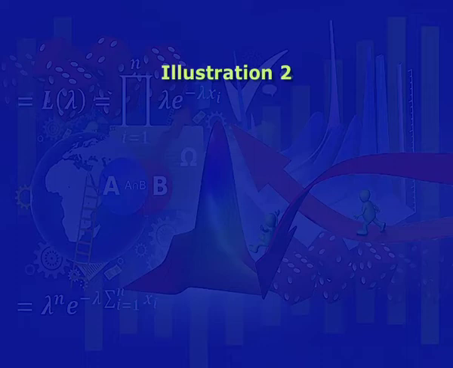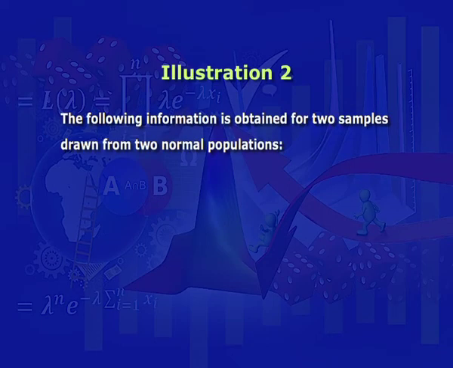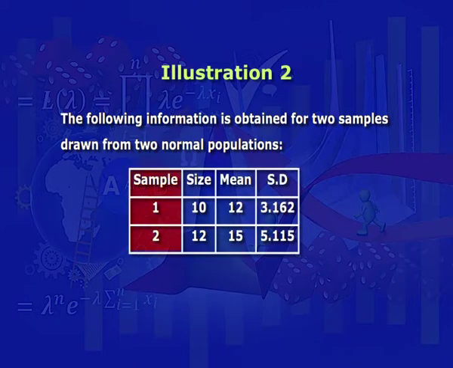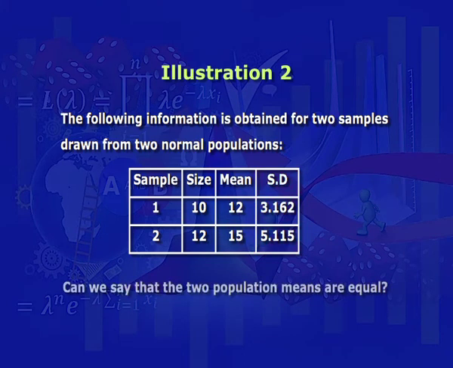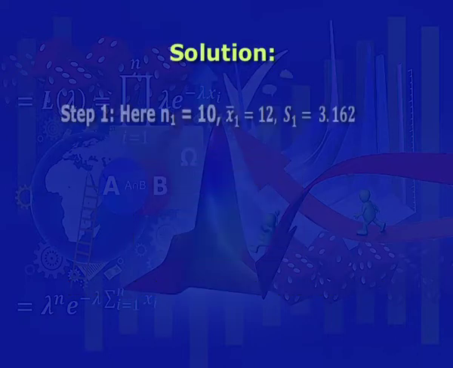Let us see example number 2, to test the significance of two means. This test is used to test the hypothesis that there is no significant difference between two population means, or two samples have been drawn from the normal population with equal mean. Illustration 2. The following information is obtained for two samples drawn from two normal populations. In the data we have given sample 1 and 2, corresponding sizes 10 and 12, means 12 and 15, and standard deviations 3.162 and 5.115. Can we say that the two population means are equal? Let us see the solution. Step 1.